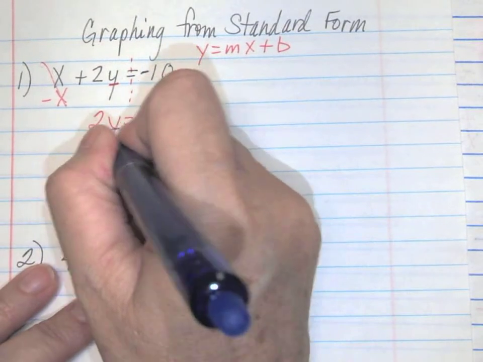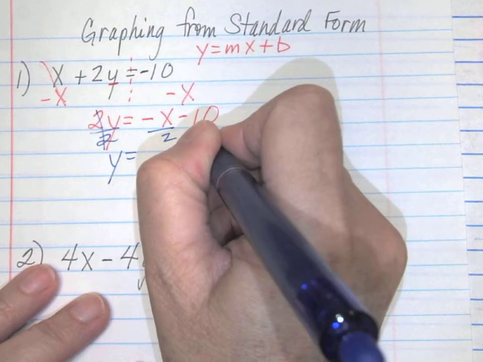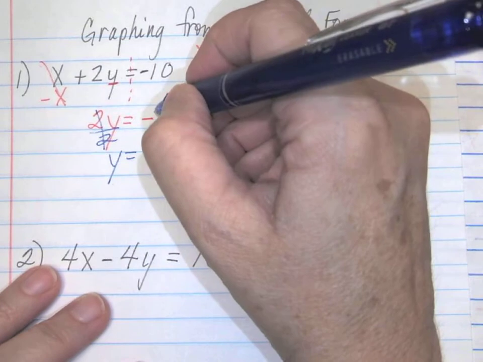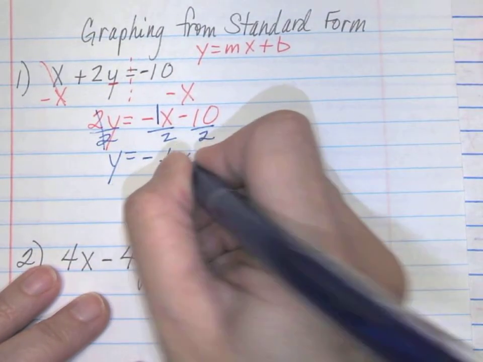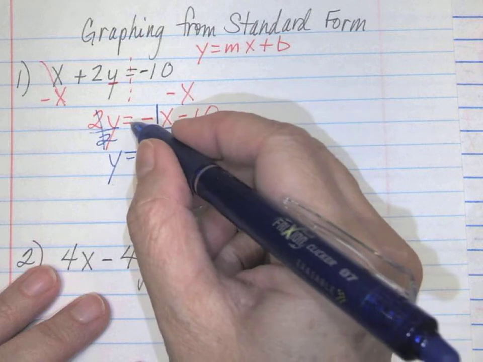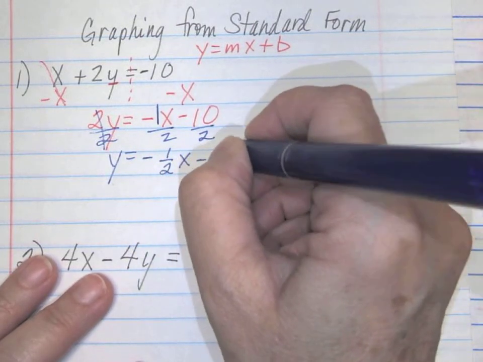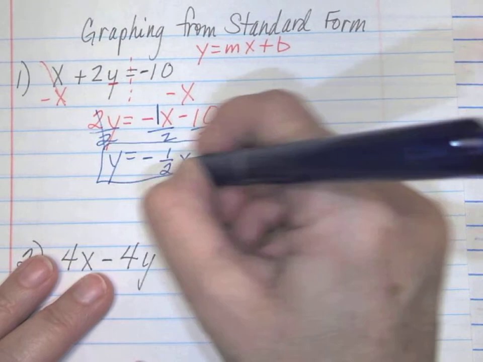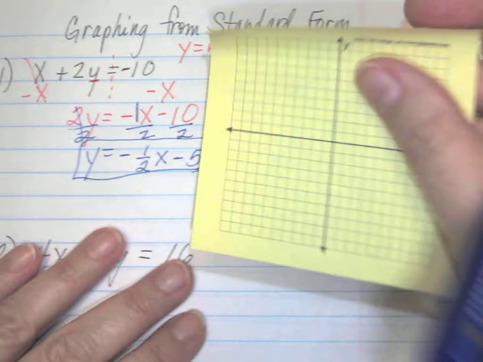Now we divide by the 2. But we must divide everything by 2. Right here, don't forget there's an imaginary 1. Don't actually divide because I want my slope to stay a fraction. Negative 1/2 x, negative 10 divided by 2 is negative 5. That negative becomes your minus sign. So then now I have it in slope-intercept form.